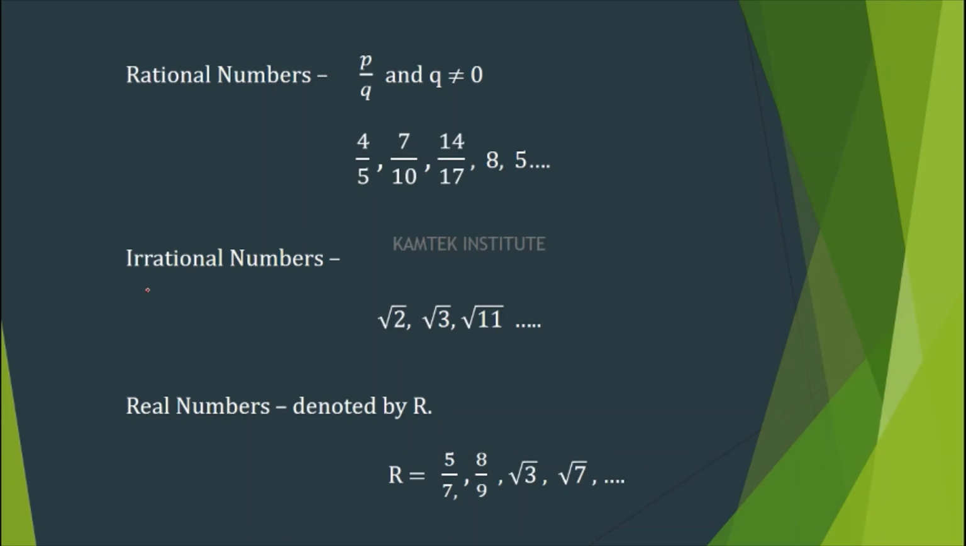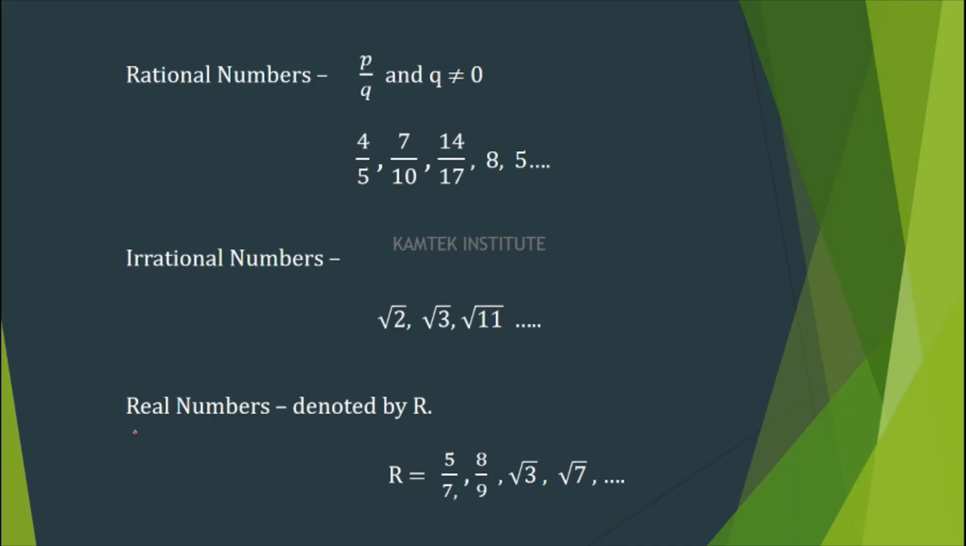Then we come to irrational numbers. The numbers that cannot be expressed in the form p by q are known as irrational numbers. For example, square root of 2, square root of 3, square root of 11, etc. These are all irrational numbers.